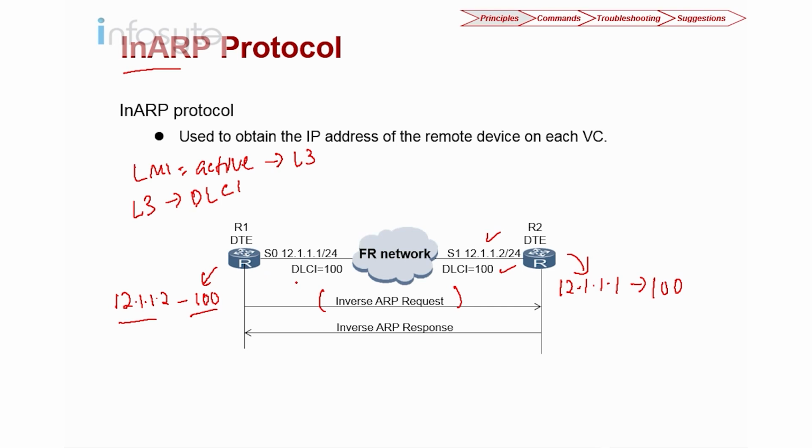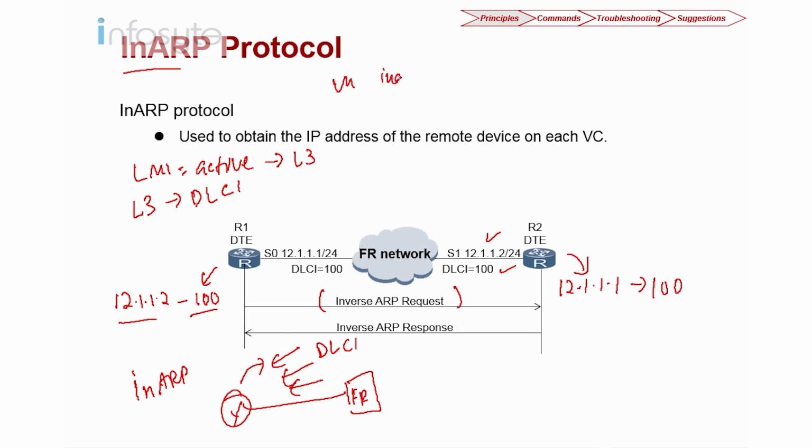Now if you are using multiple DLCIs, so assuming that I have my FR connected to my router, and here I have multiple DLCIs. When you have multiple DLCIs, there is a possibility that inverse ARP maps to the wrong DLCI, to the wrong destination. So under such circumstances, we should disable inverse ARP. We should use a static mapping instead of the dynamic mapping.